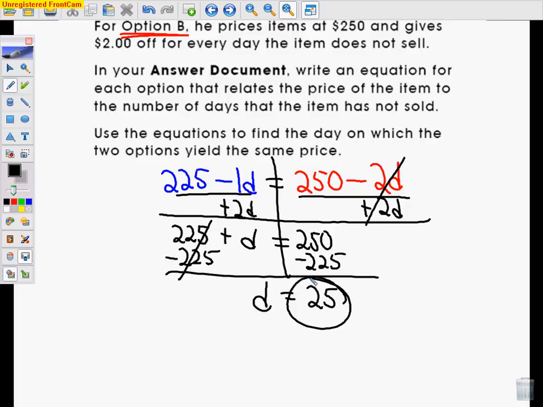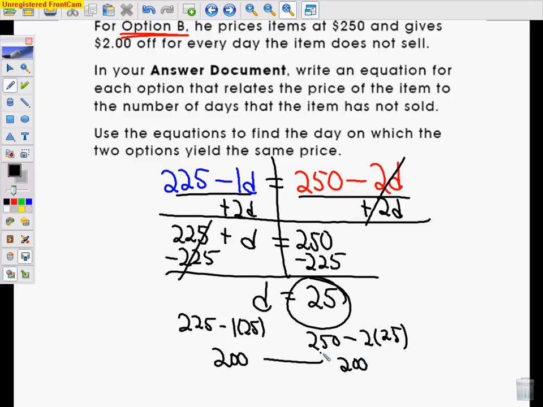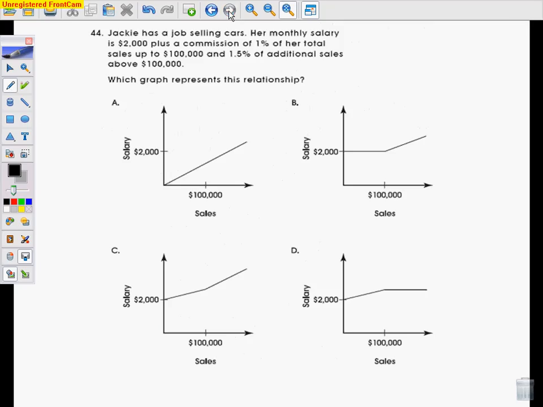You could also take this 25 and plug it in to make sure it works. 225 minus 1 times 25. Well, 1 times 25 is 25, so that's going to be $200. And 250 minus 2 times 25. Well, 2 times 25 is 50. 250 minus 50 is 200 also. So you would also be able to tell me that on day 25, they're both going to be $200, both options. All right.